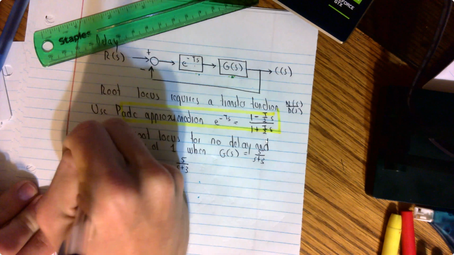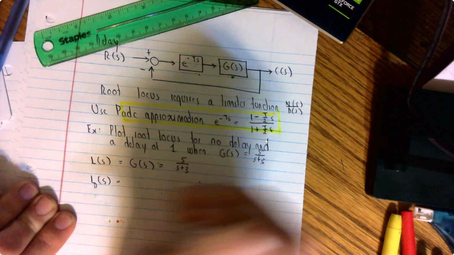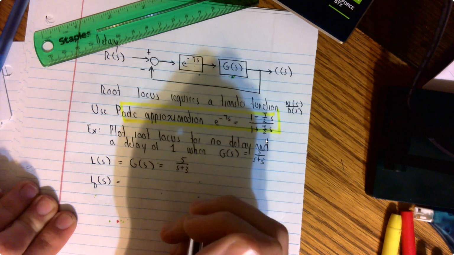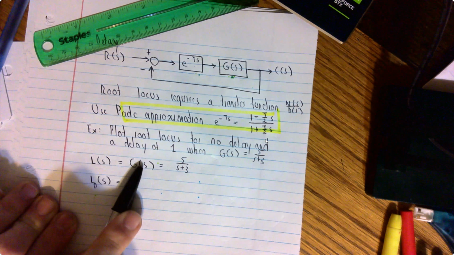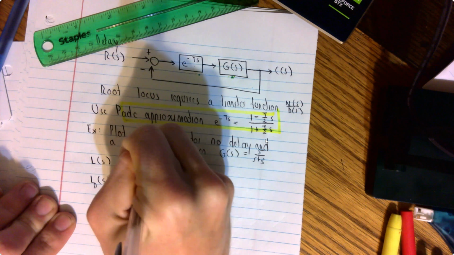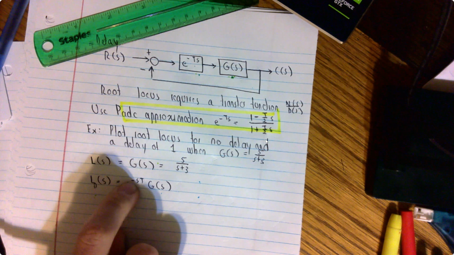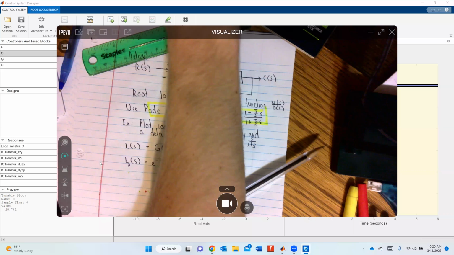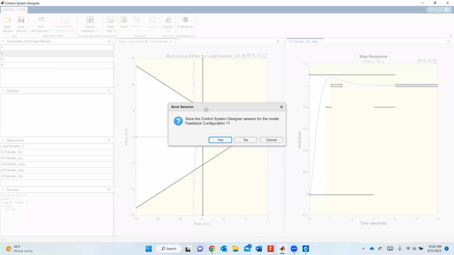But with the delay, I'm going to call this LD of s, so with delay, it's going to be our actual delay block, the e to the negative Ts, multiplied by our G of s here. So this would be e to the negative Ts times our G of s. You're probably thinking, hey, we can't express e to the negative Ts. And so when we plot this in MATLAB, what we're actually going to do is go to the MATLAB viewer. So we're going to close out this one real quick.